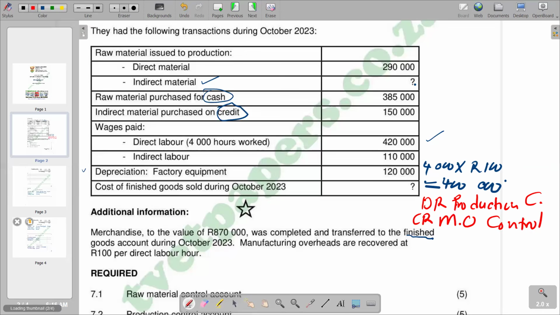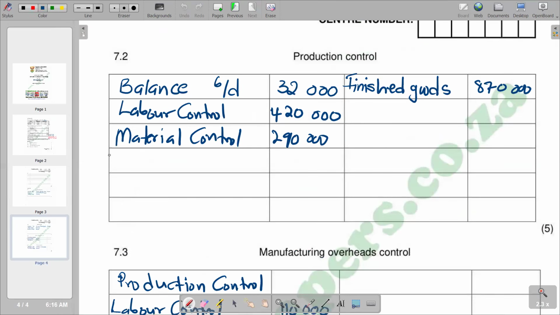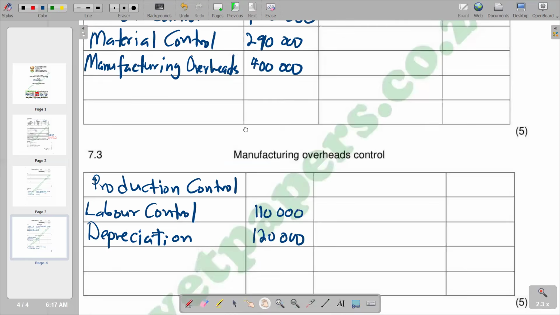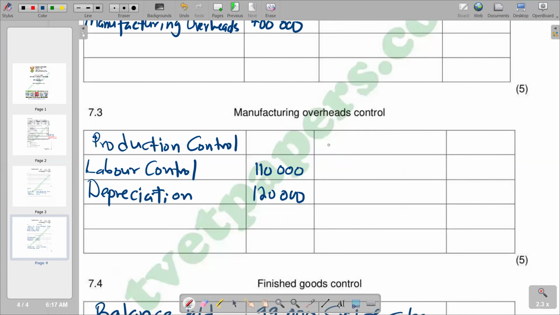So we come here, production control, we go to the debit side, and then we have our 400,000, which is supposed to go to manufacturing overheads. To manufacturing overheads control, we go to the credit side. We write production control. It's 400,000.